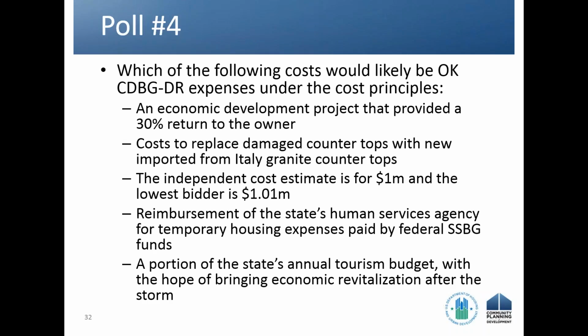So for our fourth poll, we have: which of the following costs would likely be okay DR expenses under the cost principles? An economic development project that provided a 30% return to the owner; cost to replace damaged countertops with new countertops imported from Italy; the independent cost estimate and lowest bidder estimate; reimbursement of the state's Human Services Agency for temporary housing expenses; or a portion of the state's annual tourism budget.